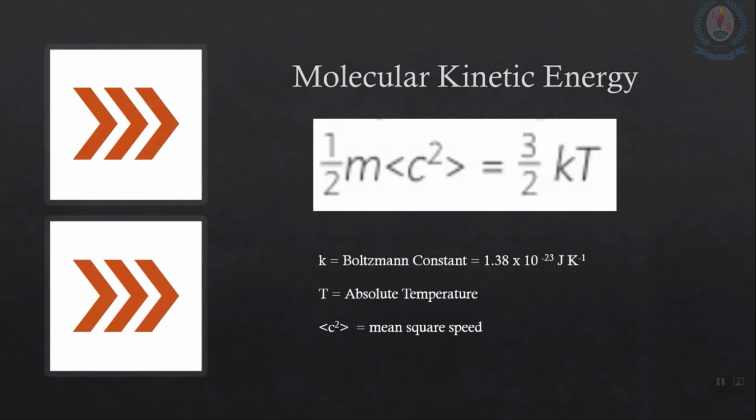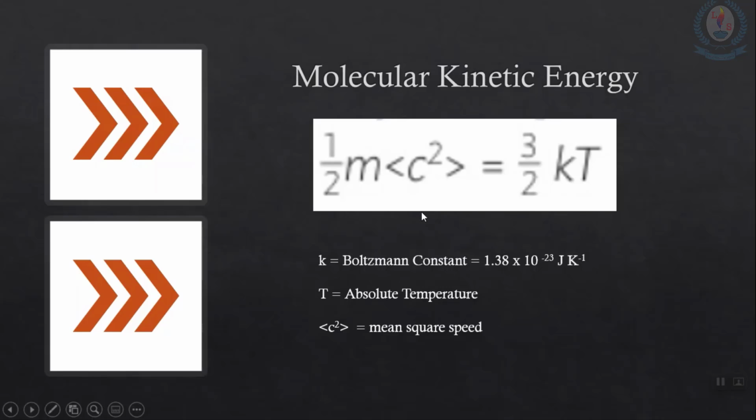Okay, as I told you that there is a relationship between kinetic energy and temperature, what is that equation? The equation is half mc squared is equal to 3/2 kT, where k is the Boltzmann constant. It is a constant, you will receive it in your paper, don't worry about that. T is the absolute temperature, and c squared is the mean square speed. That is a bit of a new thing for you. However, mean square speed will directly be given to you in your papers most of the time.